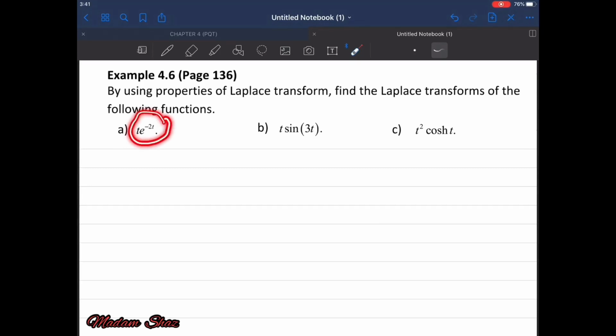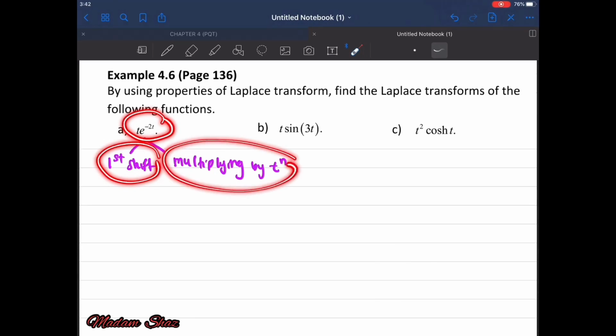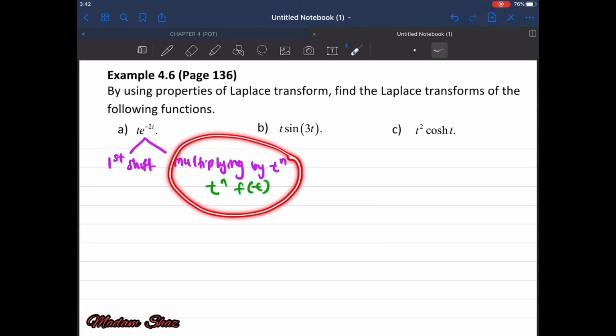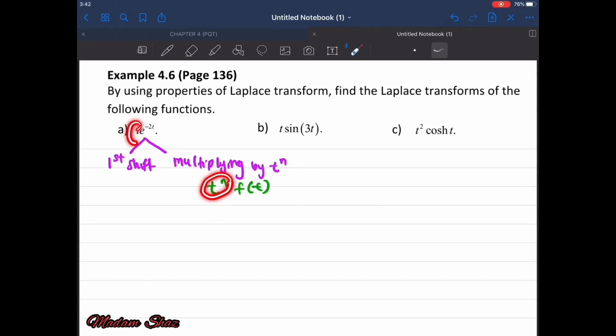As we can see here, you have t multiplied with the exponential e^(-2t). For this question, we can solve by using two properties, either first shift or multiplying by t^n. Why can we solve this question by using two properties? Because we have t multiplied with the exponential. If we consider t^n multiplied with any other function, we apply multiplying by t^n, where t^n is t to the power of 1, and f(t) is the exponential term.